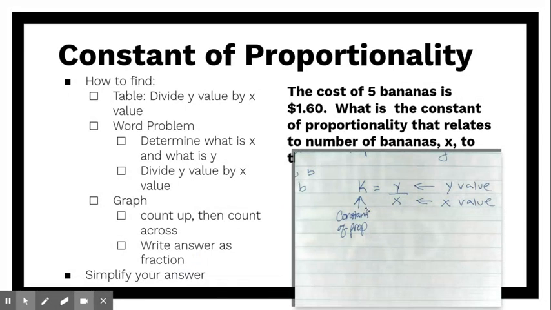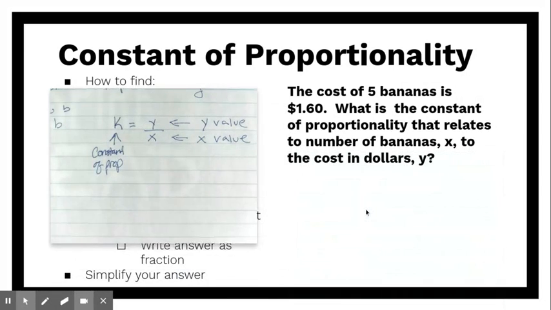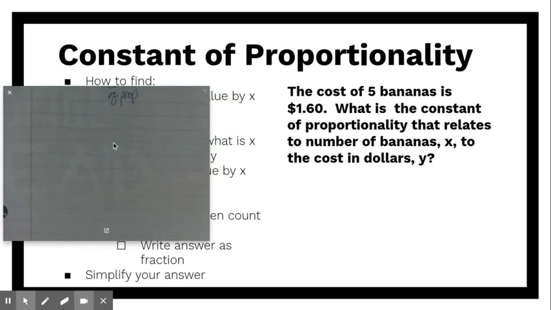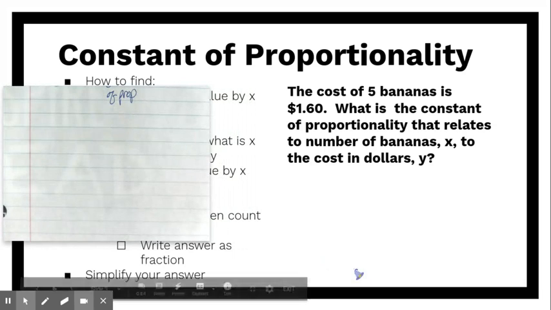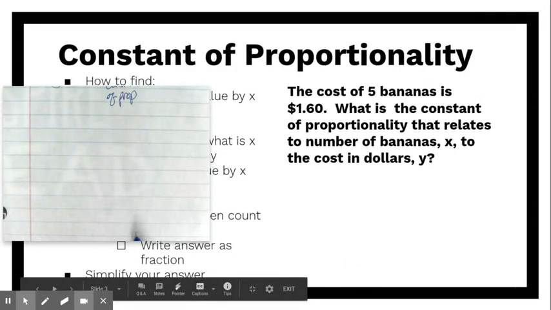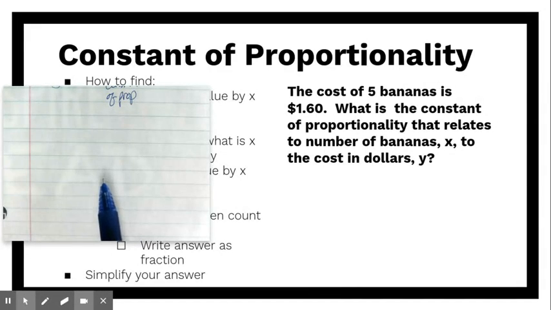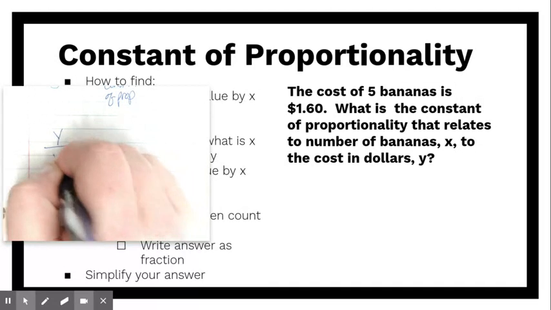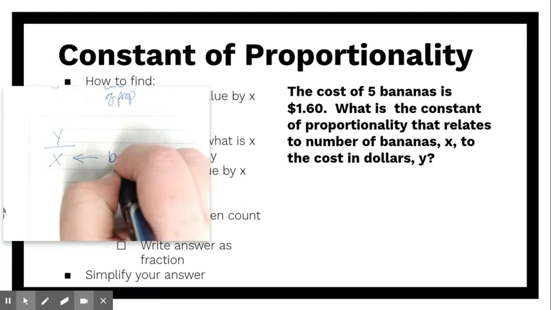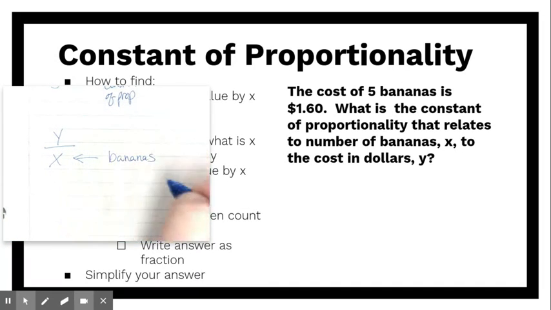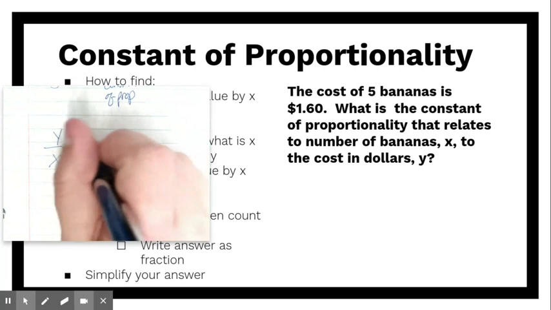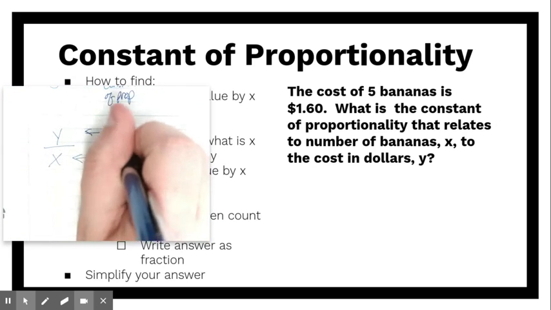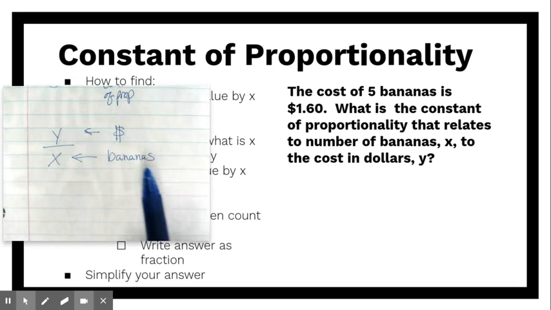Okay, let's look at this example, a word problem. The cost of 5 bananas is $1.60. What is the constant of proportionality that relates the number of bananas, x, to the cost in dollars, y? Let's remember it's y over x. X is my bananas, and y is my money.